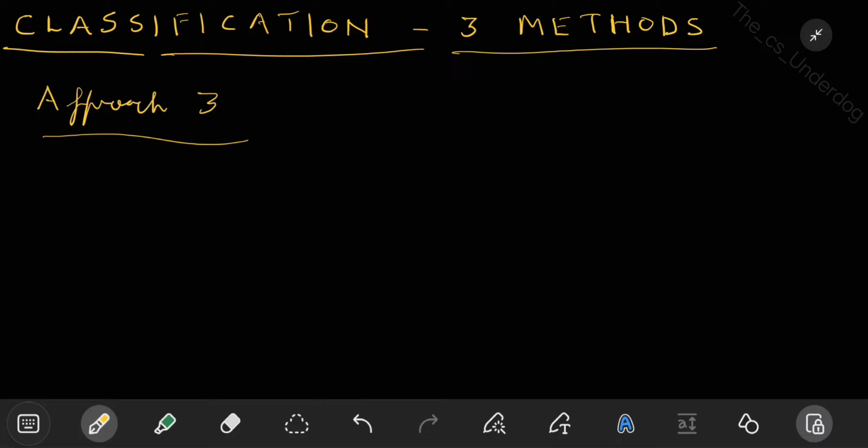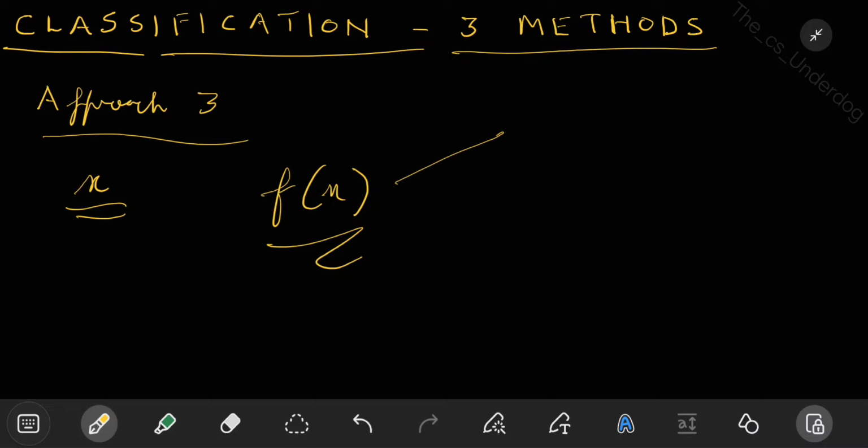What is the third approach? This time, you are making it even simpler. You are not going to find class conditional density. You're not going to find marginal density. You're not going to find the posterior, nothing. What you're going to do is, you have an input x. From this, you're going to simply model a function, f of x. What will this function do? This function will directly map x into one among the classes C1, C2, C3. So this is the simplest approach for classification.